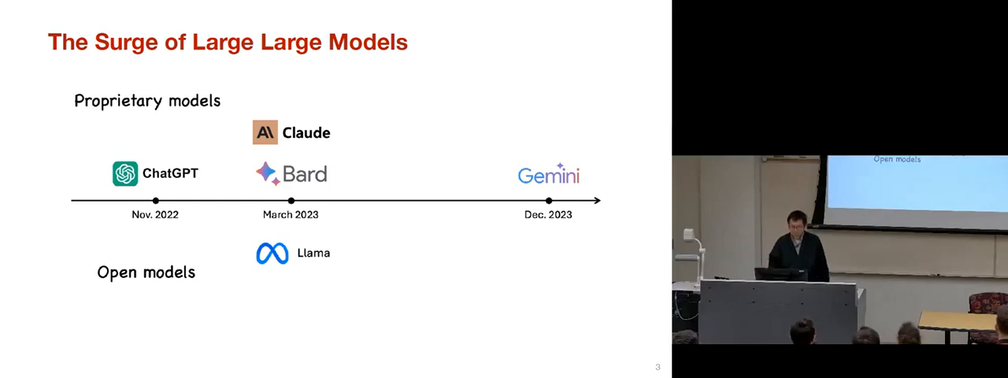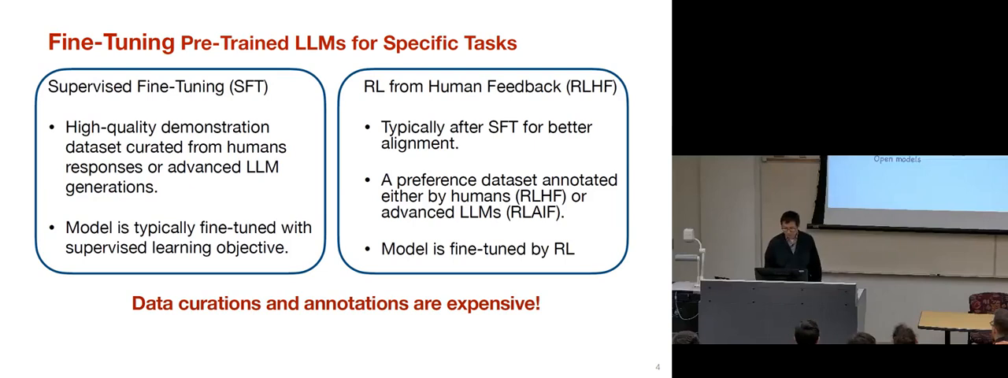Since the release of ChatGPT, there's been a surge of large language models, including both open source models and closed source models. Notable open source models include, for example, Meta's Llama model, as well as the Gemma model released by Google.